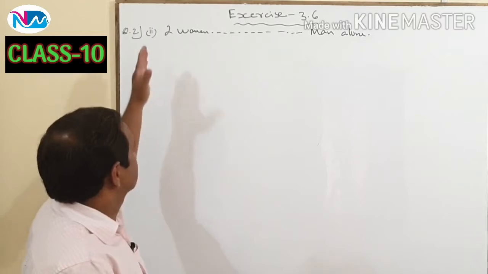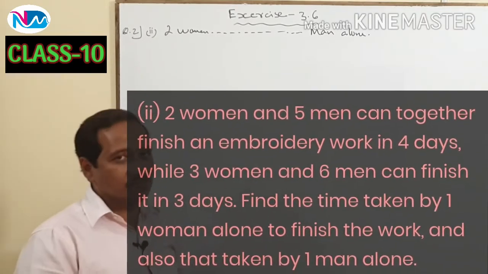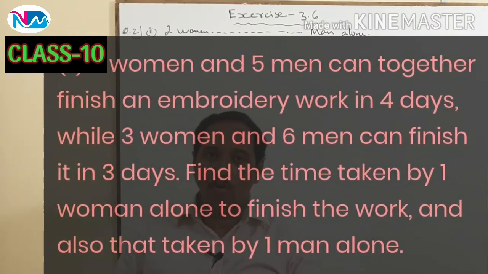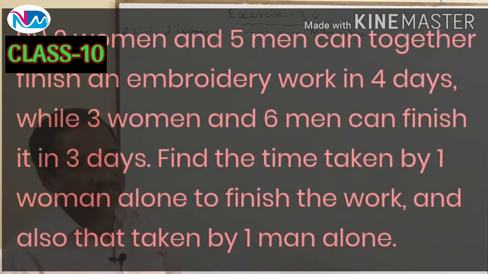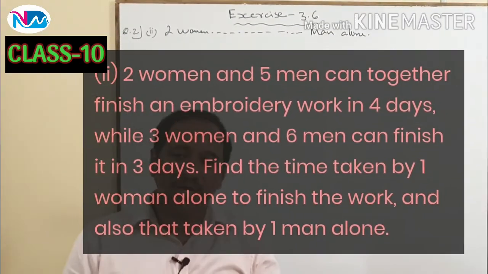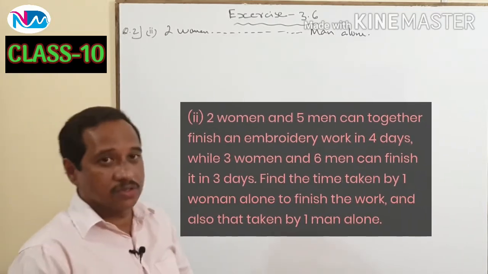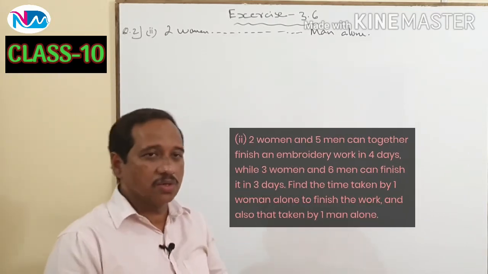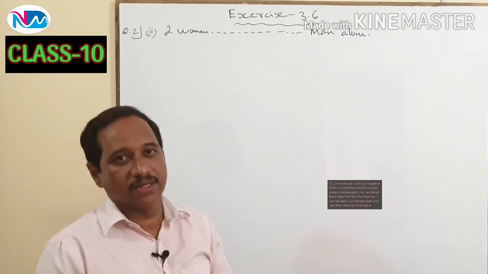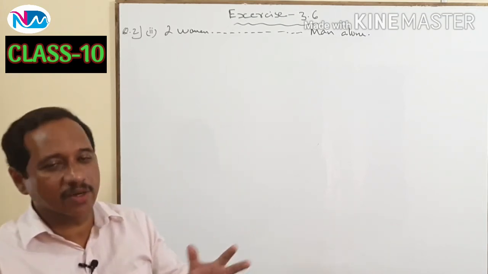Now look at question number 2. The question is, 2 women and 5 men can finish an embroidery work in 4 days, while 3 women and 6 men can finish it in 3 days. Find the time required for a woman alone to do the work, and also that required for a man alone to do the work. Here the question is about completing a work.